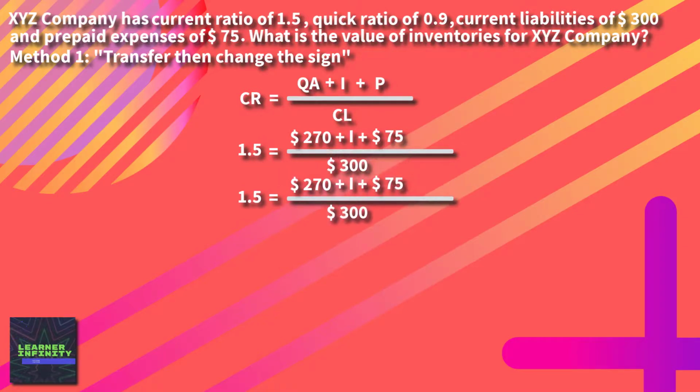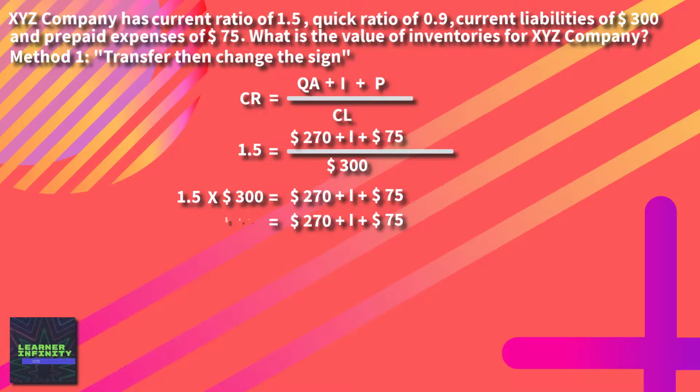Using the first method, transfer, then change the sign, we will transfer the denominator $300 to the left side and change its sign from division to multiplication. 1.5 times $300 is $450. Next, transfer $270 and $75 to the left side, then change their signs from addition to subtractions. This will isolate the variable I on the right side of equation. $450 minus $270 minus $75 is equal to $105, which is the value of inventories we are looking for.